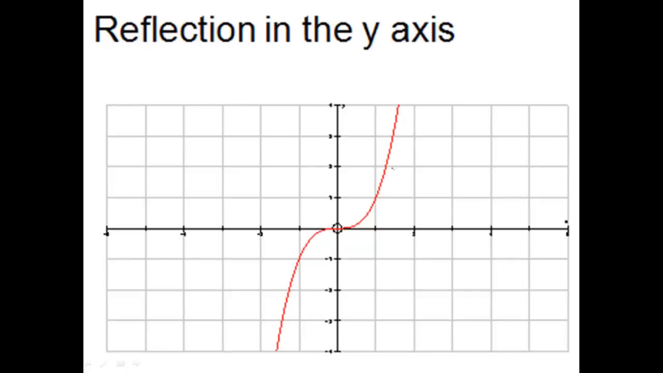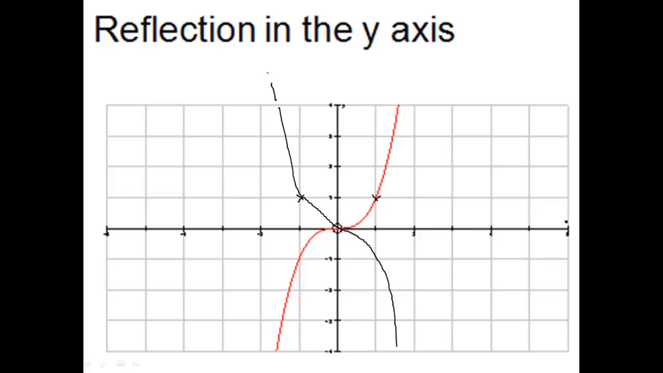Reflecting in the y-axis actually ends up giving us the same result, but it's a different logic. If we pick on this point here again, it doesn't reflect to here, it reflects in the y-axis to over here. And in fact, that whole curve there, that part of the curve looks like that, and we end up with the other part of the curve here looking a bit like that. So you can see the result is the same as reflecting in the x-axis for this particular function, but the way that we do it is different.